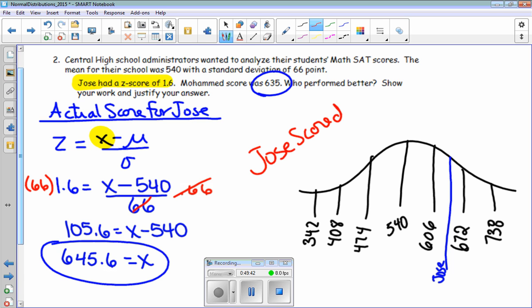Now, you could have also just found a z-score for Muhammad and figured out who had the higher z-score. That would have been fine, too.